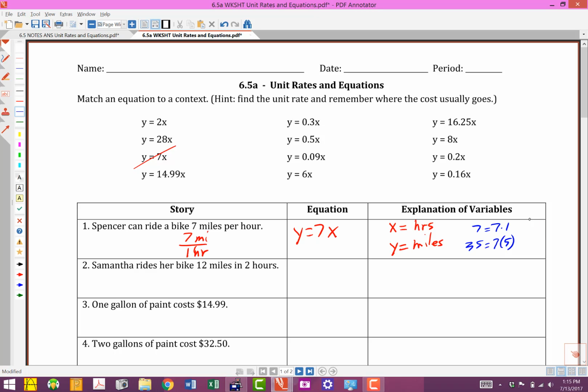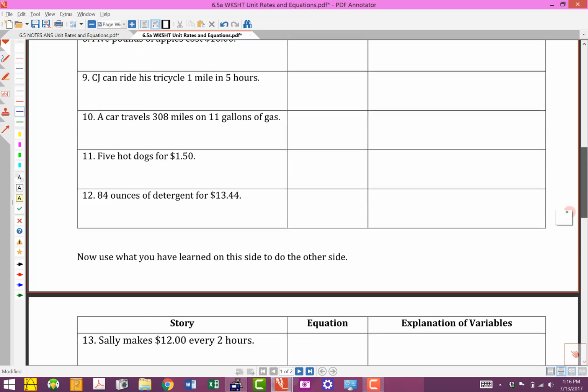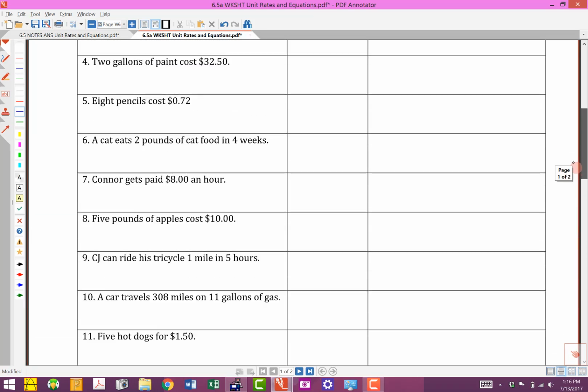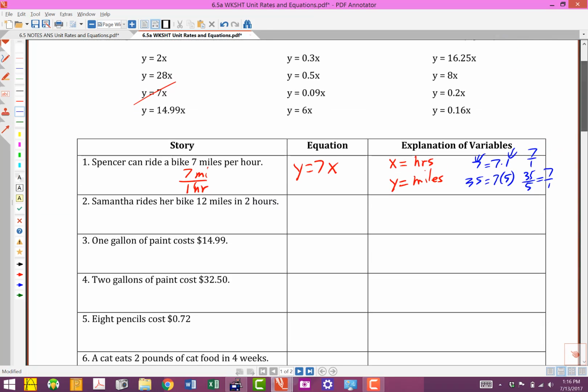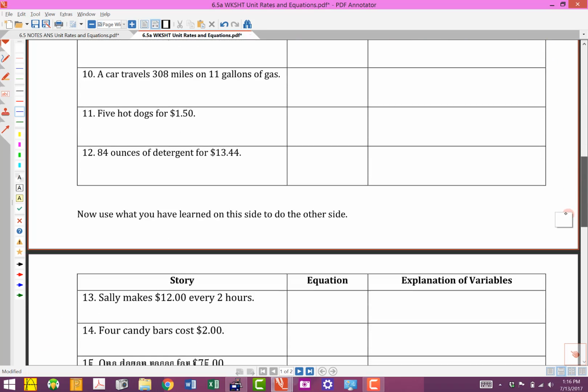And take a look at this. If we did 7 over 1, because there's the Y and there's the X, and if we did 35 over 5, that changes to 7 over 1. There's those equivalent ratios. You're going to do that all the way on the front side, and then on the back side, on the front they gave you a bunch of things to choose from, so you can kind of check and make sure that you did it correctly.